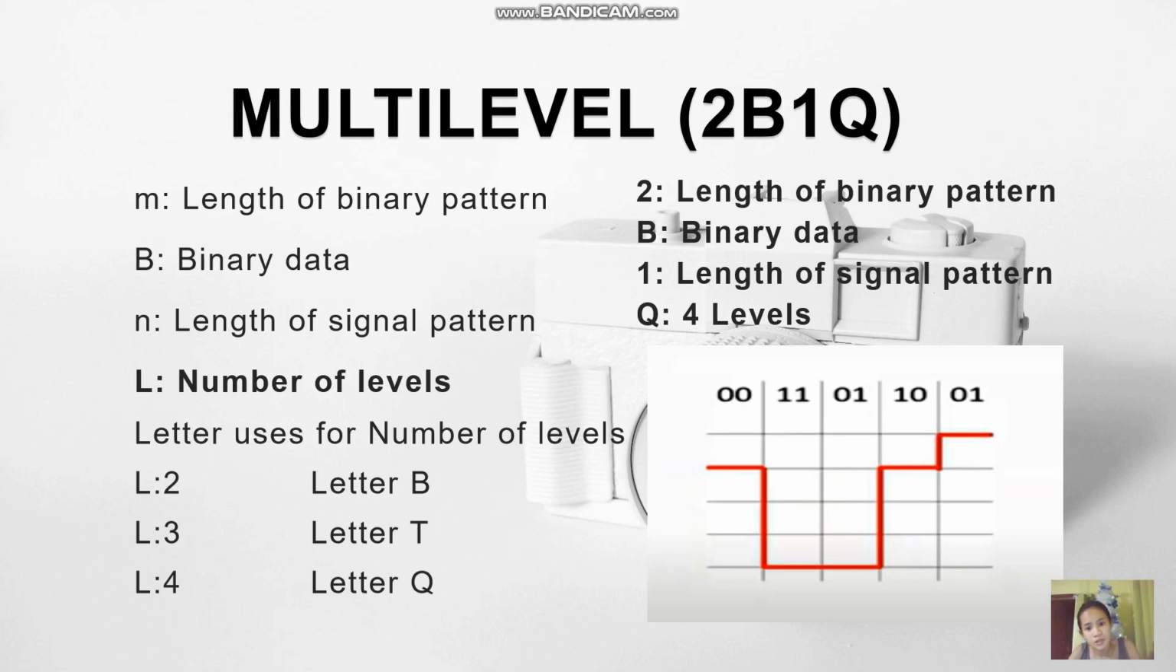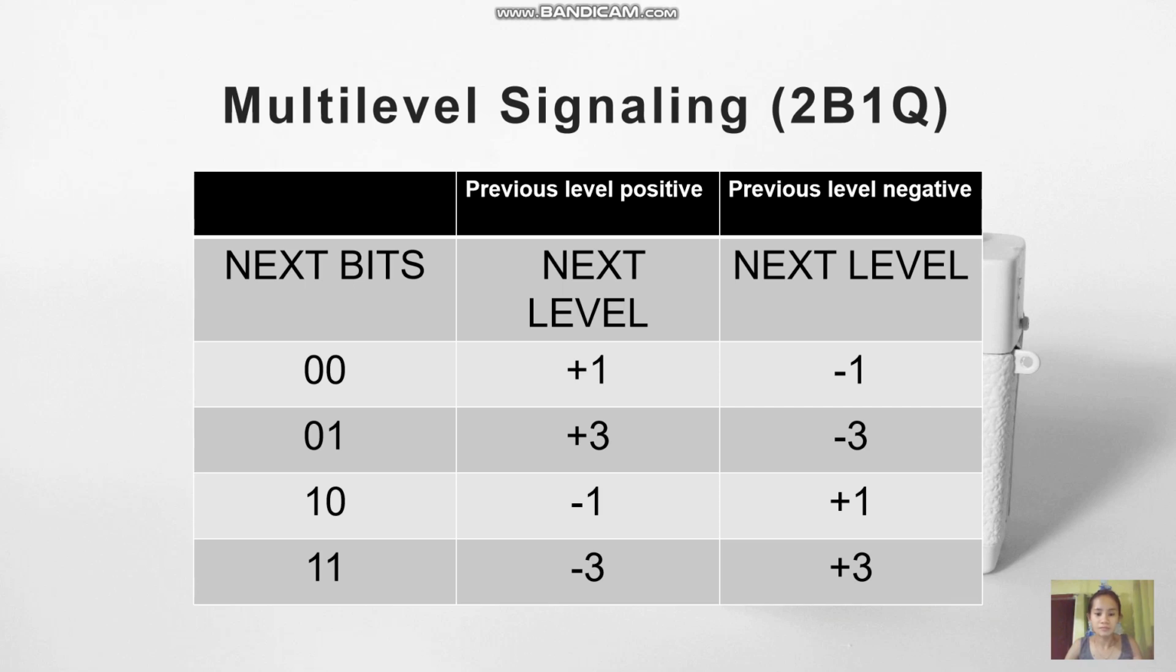So for 2B1Q, 2 is the length of the binary pattern, B is the binary data, 1 is the length of the signal pattern, and Q is the four levels. The table here at the right side shows two data elements for one signal element. That is how we understand this table. Now we have a table that will help us understand the examples later.